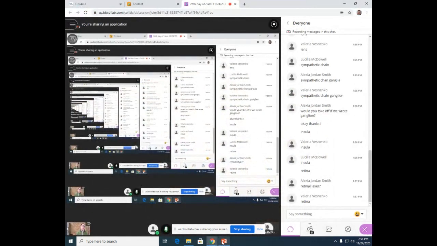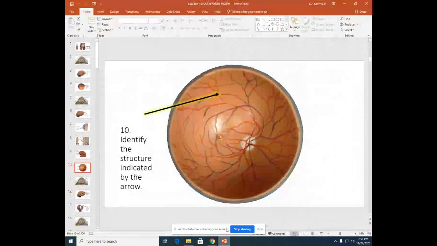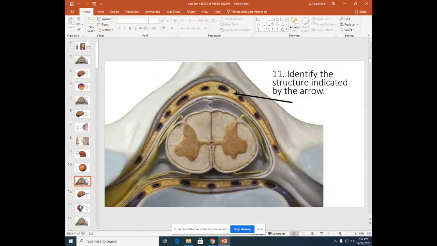What do we got? Retinal. Yeah. You don't have to put retinal layer, but retina's fine. Okay. Back to the spinal cord. Identify the structure indicated by the arrow. Okay, pointing to that yellow structure there.